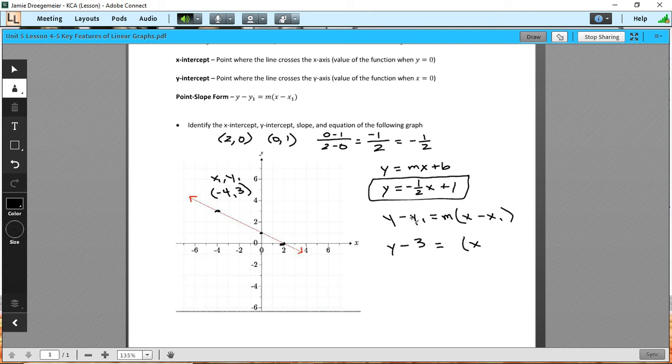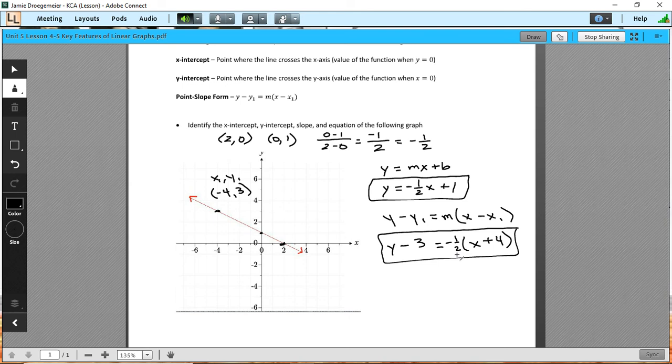We're always subtracting that y value from that point. Equals m, which is our slope. We said that that's -1/2. And that's times x minus x1. Well, x1 is going to be the x value from this point. So x minus -4. Well, minus -4 is the same as adding 4. So this would be a form of that equation in point slope form.